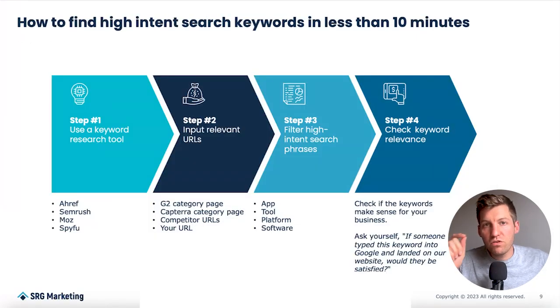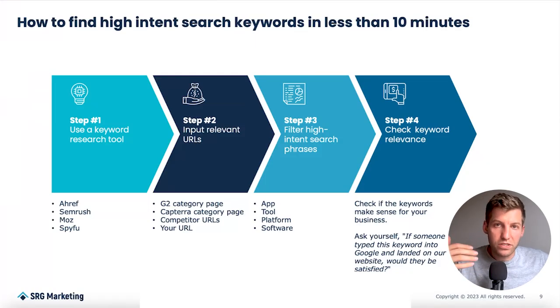So the way you find these high intent terms is by doing 4 steps. So the first is using a keyword research tool. We use Ahrefs internally, but you can use SEMrush, Moz, or even the Google Keyword Planner. And what you want to do is plug in relevant URLs that are going to uncover all the high intent search terms in your audience.